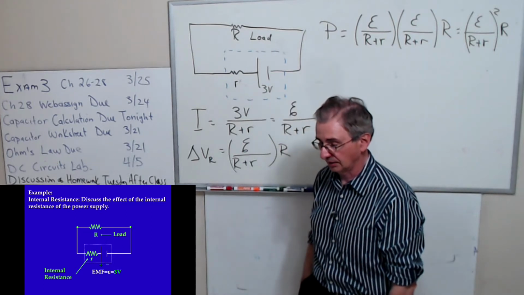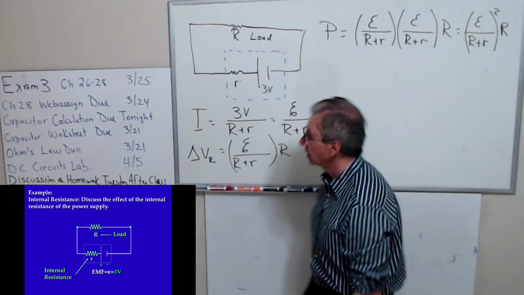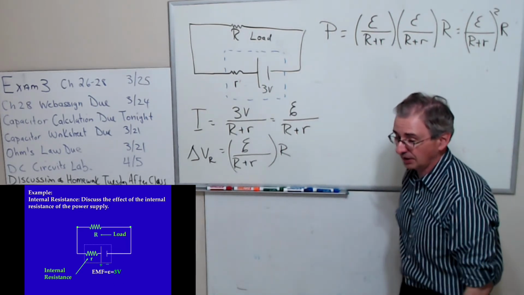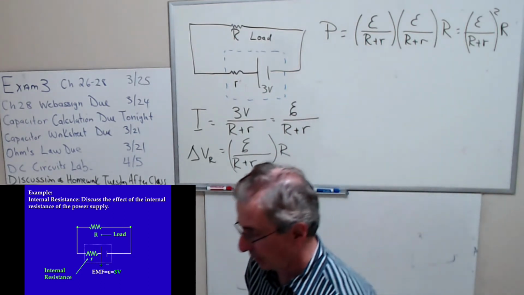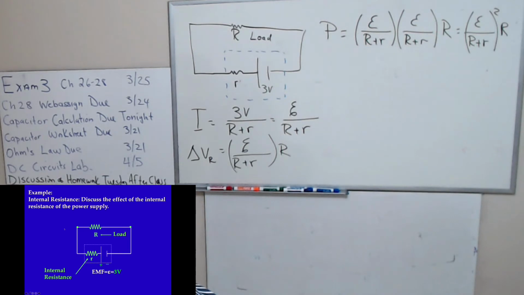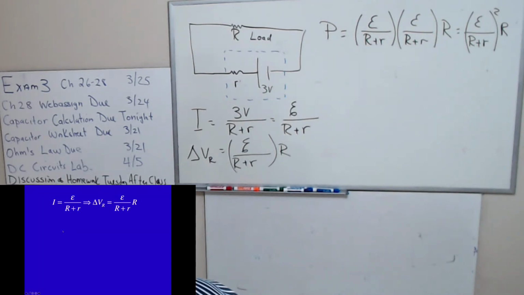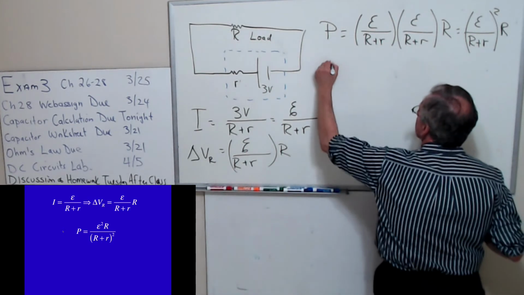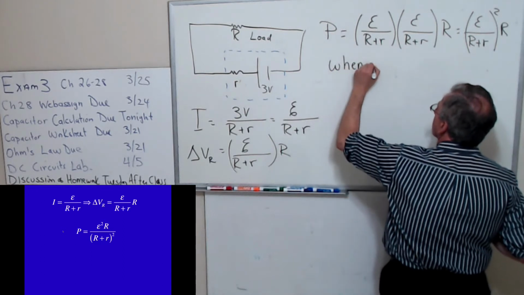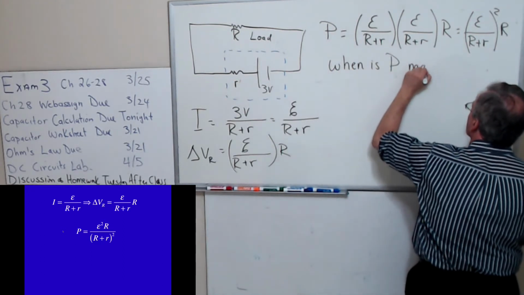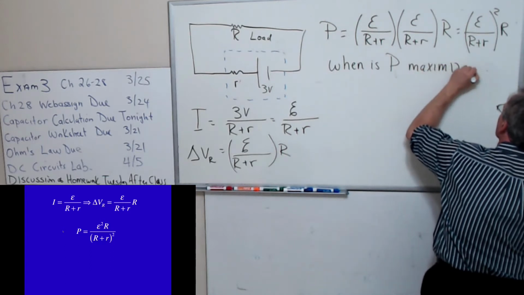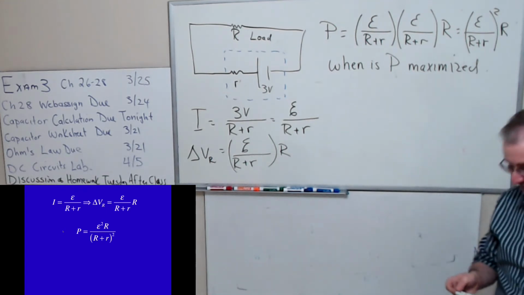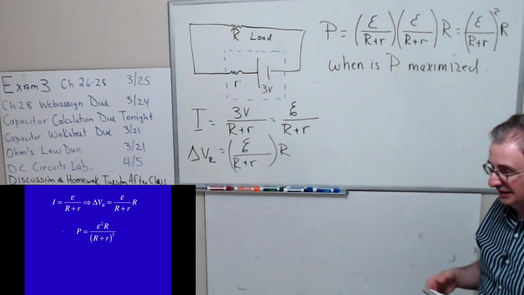Wait, so that P is the total power or the power lost from the resistance? This is the power lost by the resistor, by your load. So when is that maximized? How do you maximize that? How would I figure out when it's maximized? Take the derivative. Yeah, take the derivative.